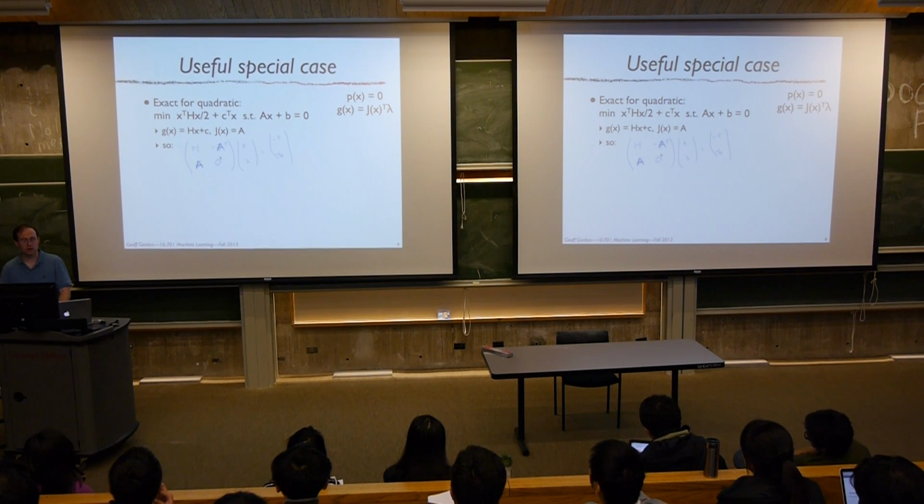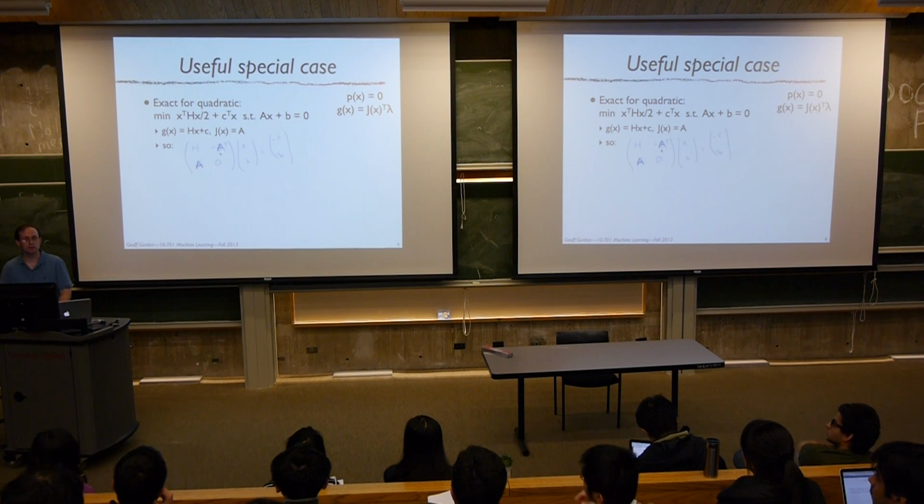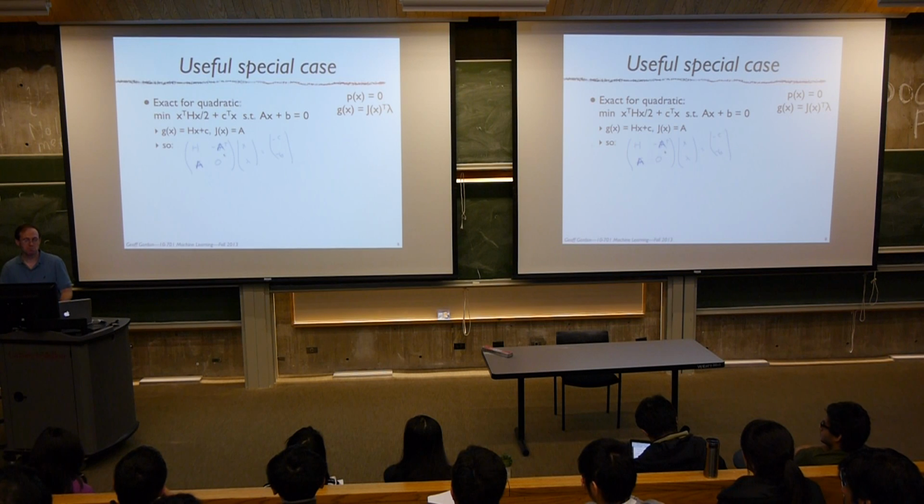And so Newton on a quadratic subject to equality constraints converges in one step up to numerical precision, right? So you might need a couple of steps in order to deal with round-off error, but other than that, it's exact. Yeah?